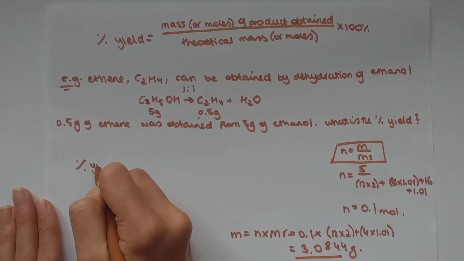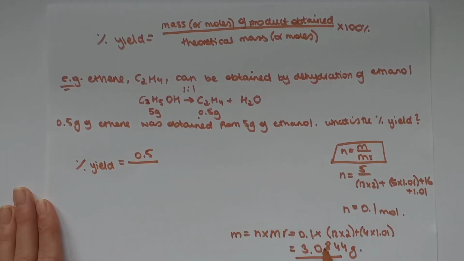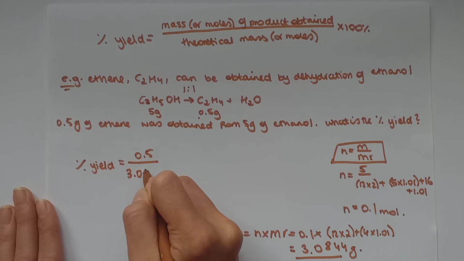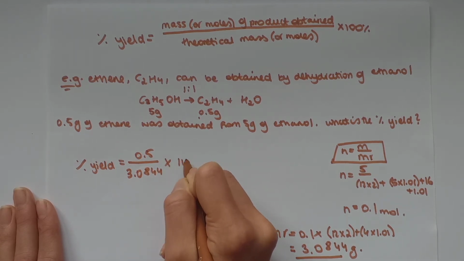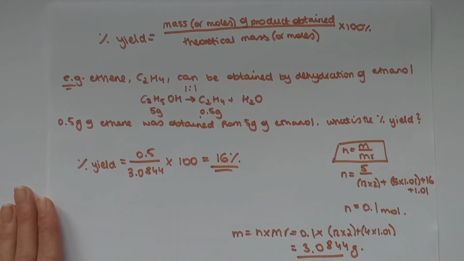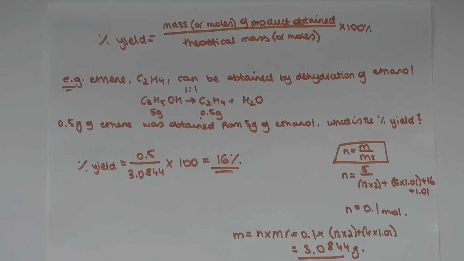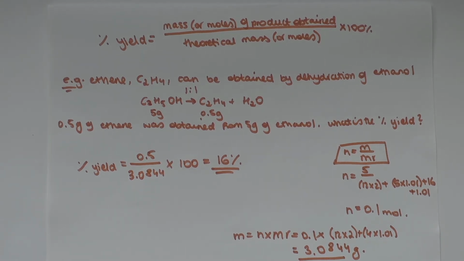So our percentage yield is the actual mass, 0.5, over the theoretical mass, 3.0844, multiplied by 100, which gives you 16%. Again, as you can see, this percentage is very low, so percentage yield is very, very small.